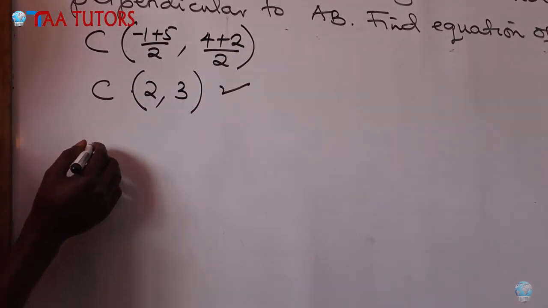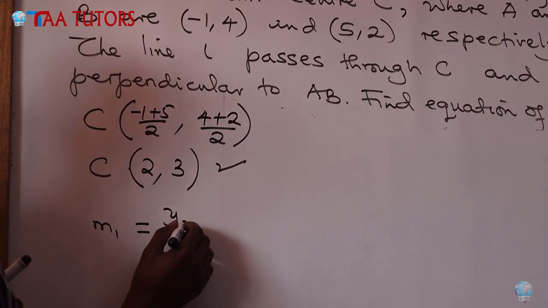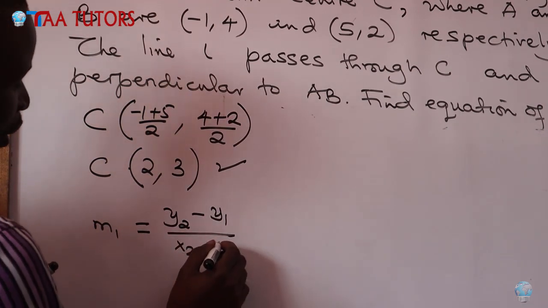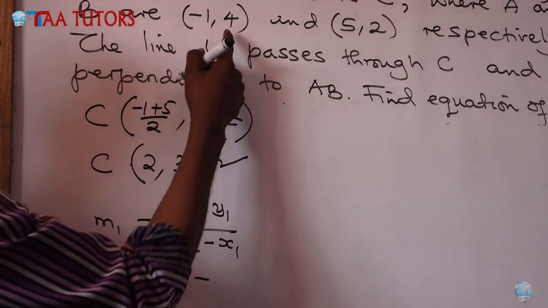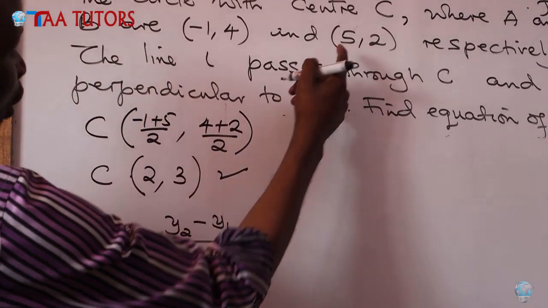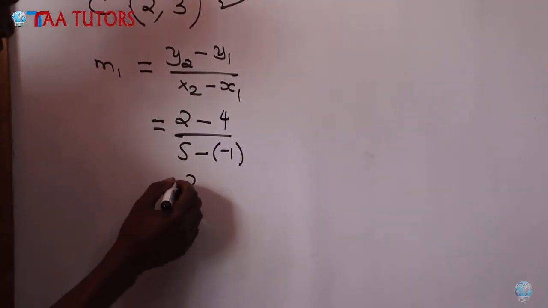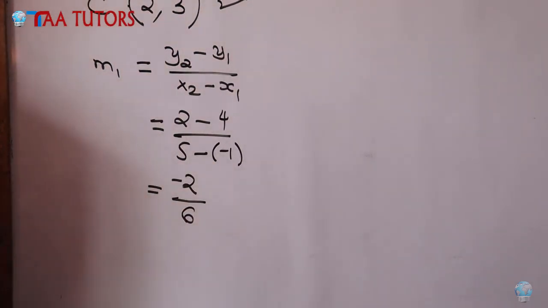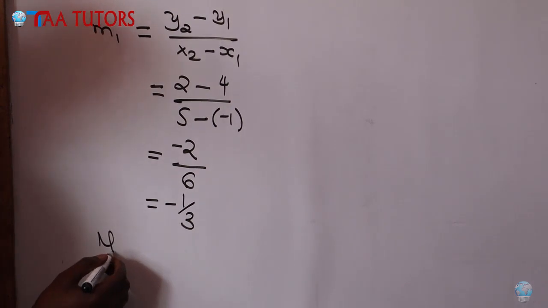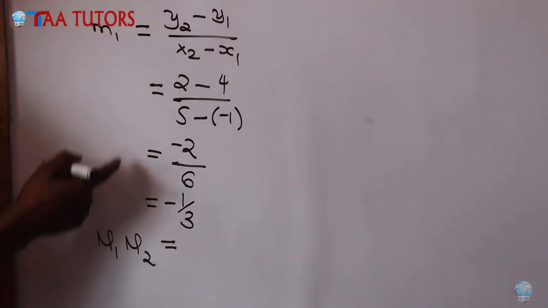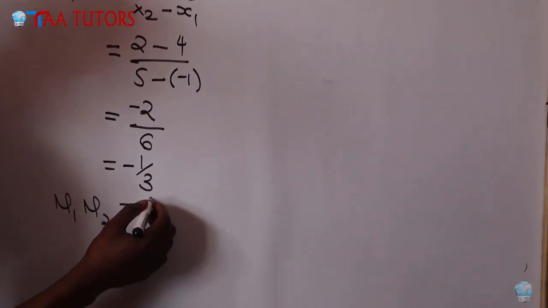Then we move to the gradient M. Let me say M1 is the gradient of line AB. So here we'll say y2 minus y1 over x2 minus x1. So I'll say y2 is 2 minus y1 is 4, divided by x2 is 5 minus x1 is -1. So this one is -2 all over 6, which is -1/3. So if it is -1/3, let's now get M2. M1 times M2, where M1 is the gradient of AB and M2 is the gradient of line L, which is the perpendicular bisector of line AB, will give me -1.